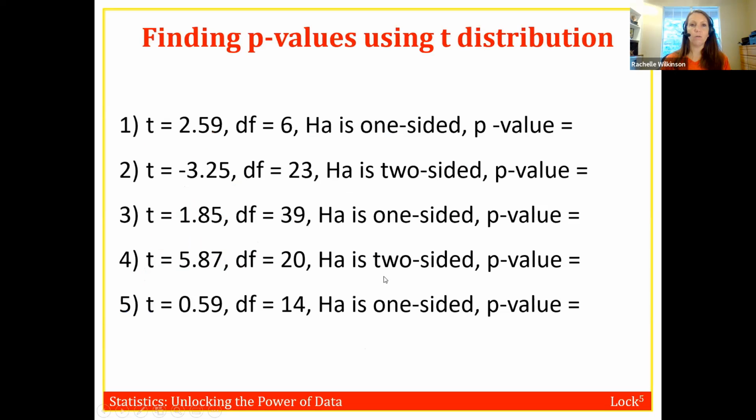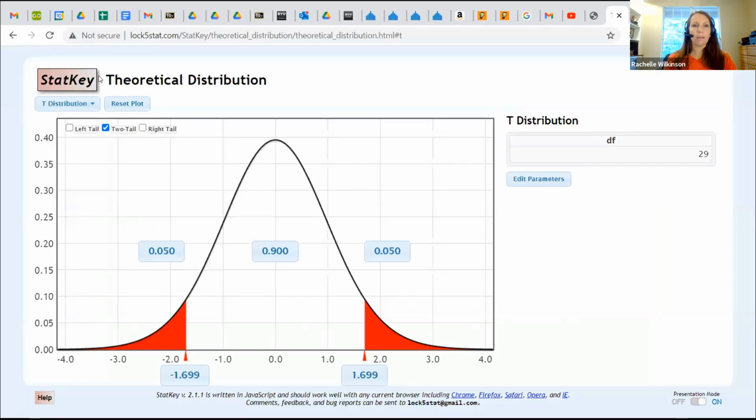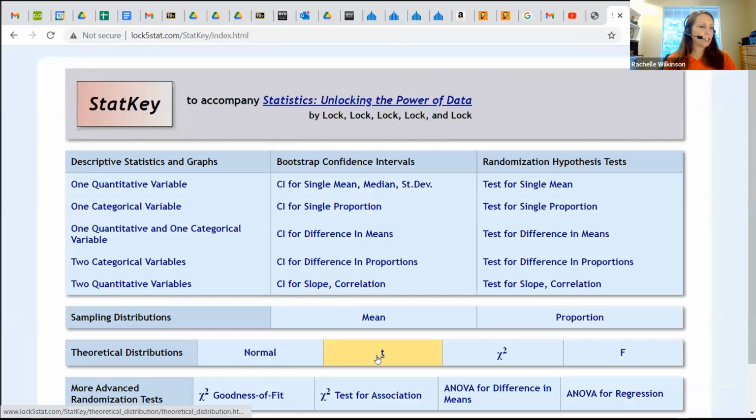All right, so when we're finding p-values, this is going to be very similar to how we found p-values using the normal distribution, but again, now we just have that one little extra piece to worry about with the degrees of freedom. So we're going to look at some examples here. We're going to do the first two together, and then I'm going to let you on your own to do the last three to test your skills. So again, we're going to go to StatKey. And I'll start fresh here.